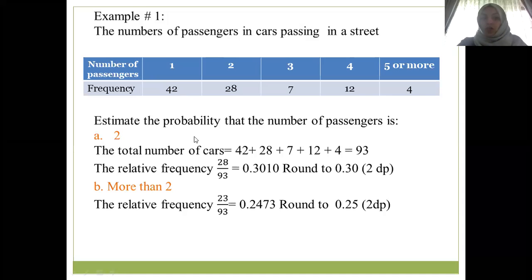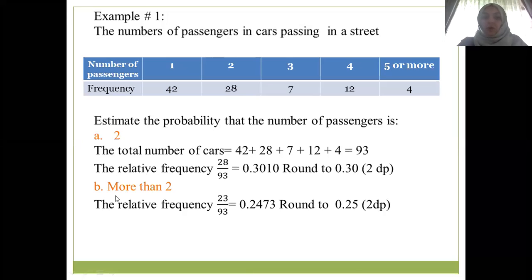So when he wanted to estimate the probability that the number of passengers is 2, can we just say it's 28? It's 28 out of how many? 28 out of the total number of cars that passed during this specific period of time. So we have 28 divided by 93, which is the total frequency. First you have to find the total frequency, then divide 28 by 93, and then round your answer to 2 dp, or as stated in the question.